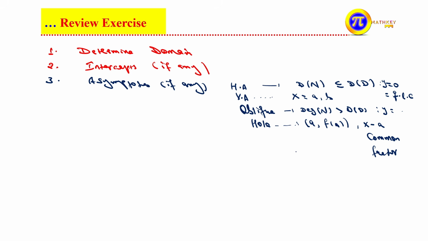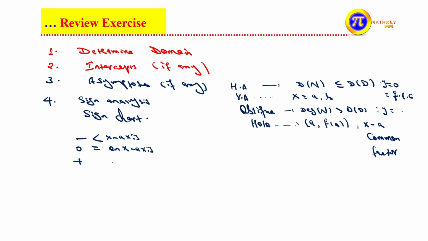The next one you have to consider is sign analysis, meaning to see the properties of your graph. In this case you have to apply a sign chart. This sign chart shows that if it is negative, the graph is below the x-axis; if it is equal to 0, it is on the x-axis; and if it is positive, it is above the x-axis.